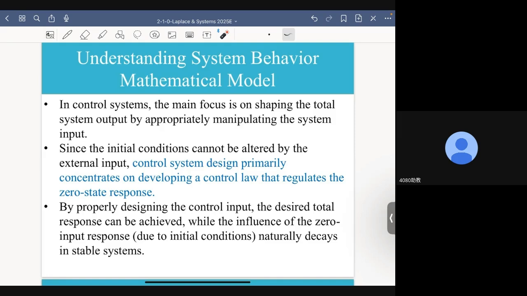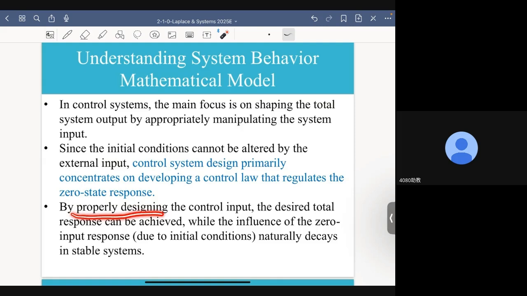You just accept them as they are, okay? But there is still room for our effort. That is, let's take care of the output by managing or manipulating the input properly, okay? So control system design primarily concentrates on developing a control law and regulating the zero-state response, okay? Now, what about the zero input response?